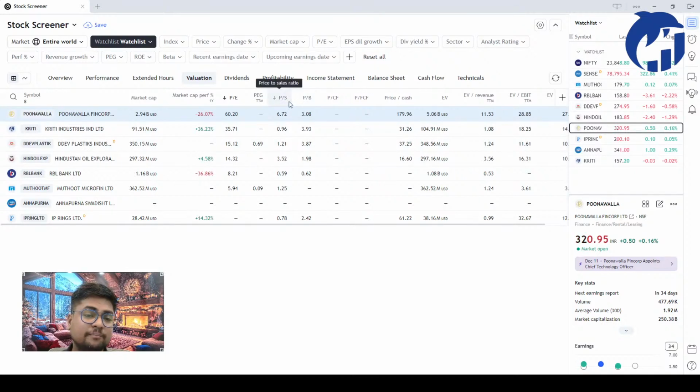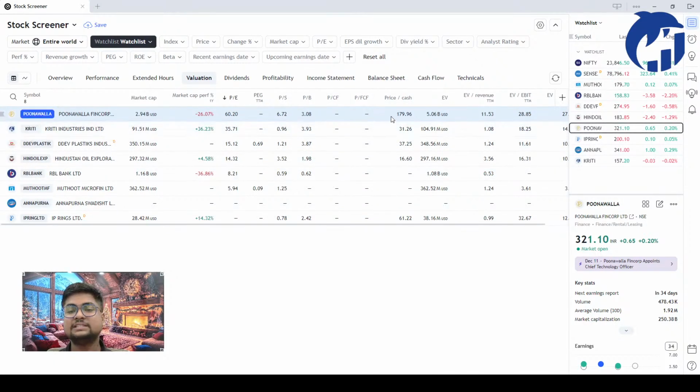So now just have a look at the P/S, right? Price to sales ratio. If you look at the price to sales ratio, Poonawalla has a good price to sales ratio, 6.72. DDV Plastic has a price to sales ratio of 1.21. Hindustan Oil is presently having a price to sales ratio of 3.52. So these are the price to sales ratios of the stock.